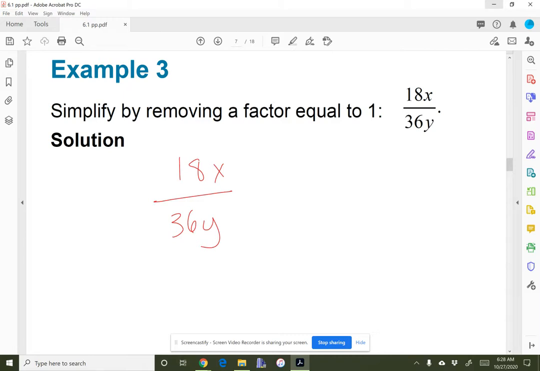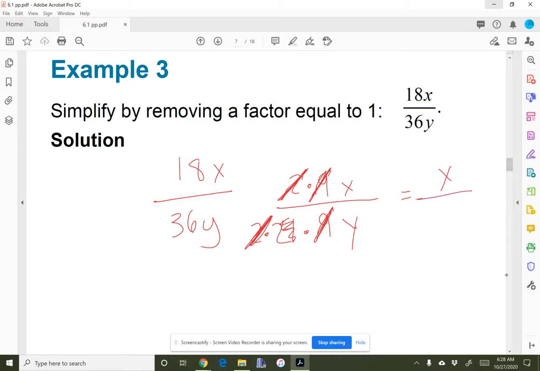I would say that 18 is 2 times 9, and then times x on top. And then on the bottom, 36 is 4 times 9. And then you could say, hold on, 4 is 2 times 2. So 2 times 2 times 9 times y. And then you can cancel. There's a 2 on top and a 2 on bottom, and a 9 on top and a 9 on bottom. So all I'm left with is an x on top and then a 2 and a y on bottom.